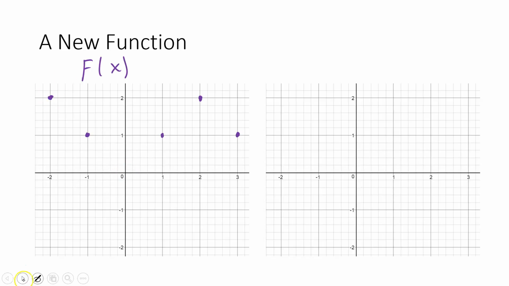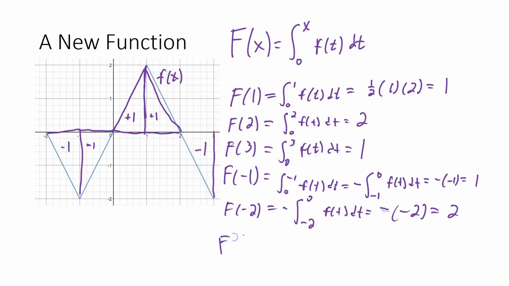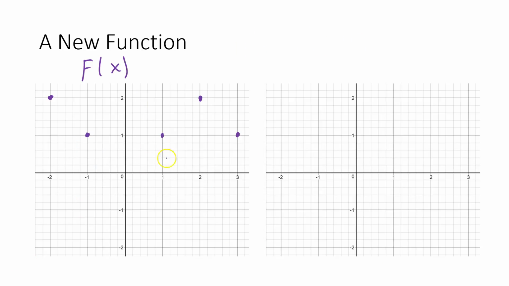Let's think about F of 0. F of 0 would be the integral from 0 to 0 of f of t dt. That was one of our integral properties. If we integrate from the same value to itself, that's always 0. So that means F of 0 is 0 right here.